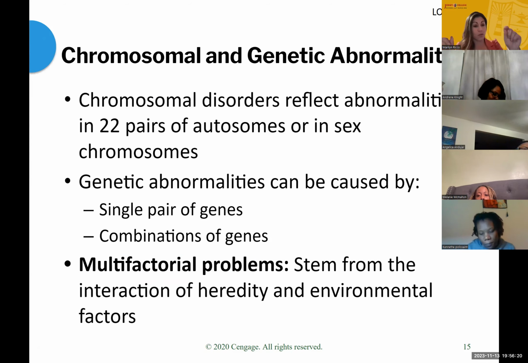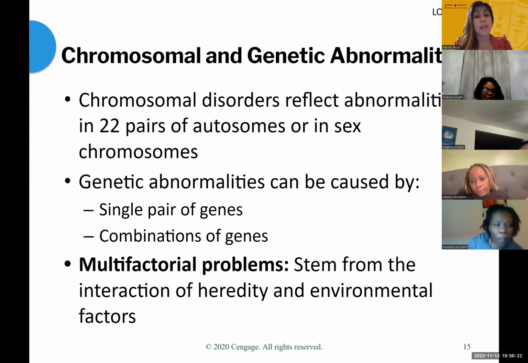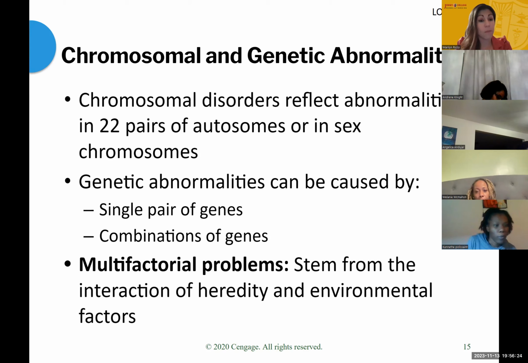Something happens in these chromosomes, these genes that change and form this abnormality. And that single pair of genes or a combination of different genes either cause traits or problems for that child when they're born, or the makeup of the sex can be manipulated in some way. And this is where we have some people who aren't sure or feel like they belong with a different sex, right? Because something happened in their chromosomal change.